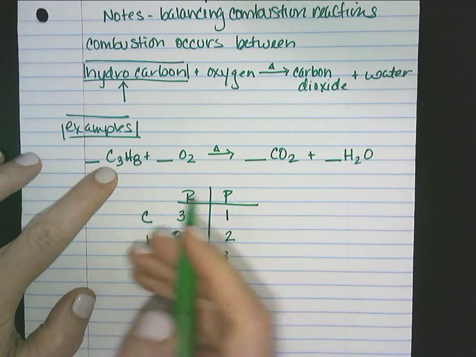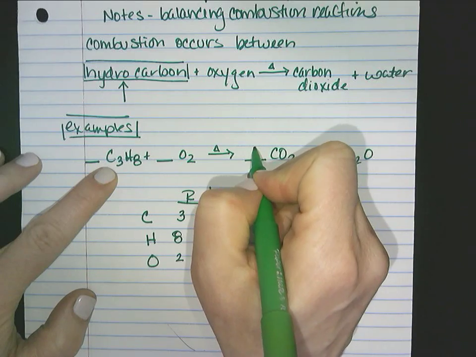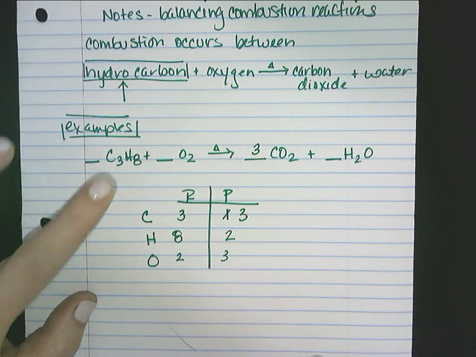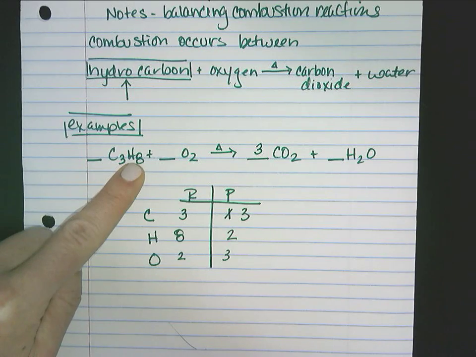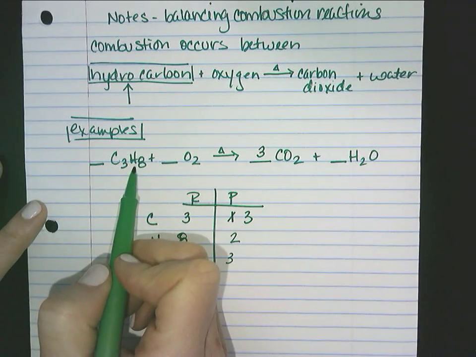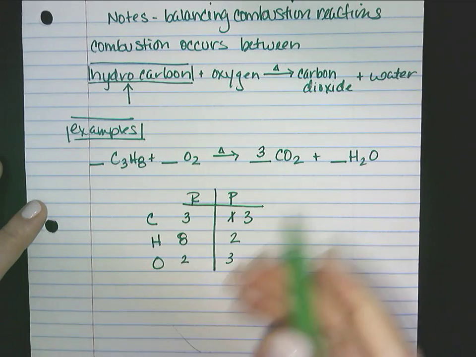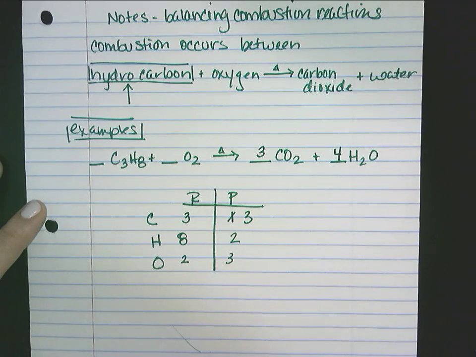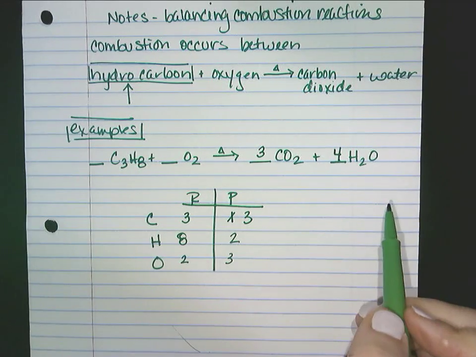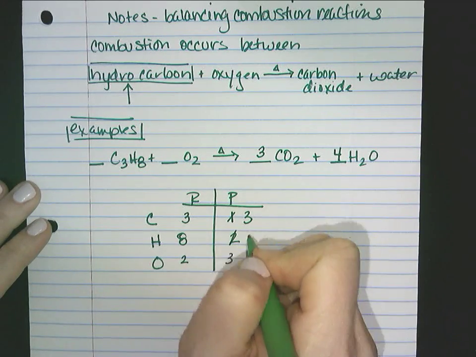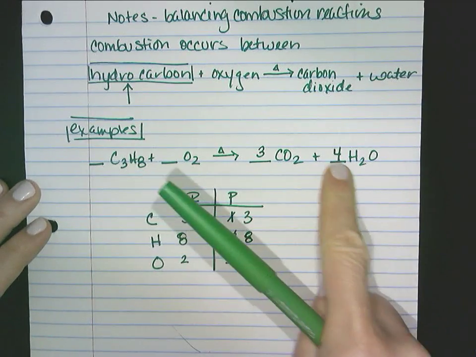So we have 3 carbons here, so we're going to add a 3 there naturally. You always want to start left and go right. So we have 8 hydrogens to begin with in the reactants. So to make 8 over here, we would add a 4. And then we have to add up the number of oxygens. So this changed to 8 hydrogens.